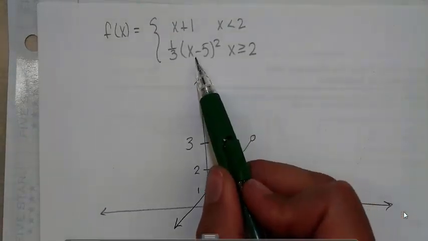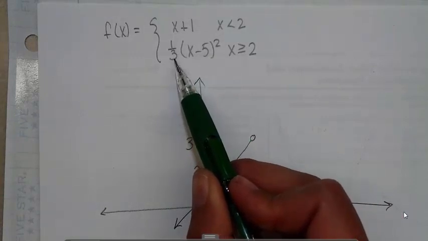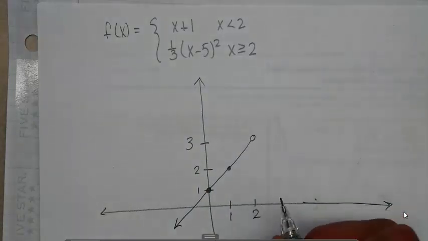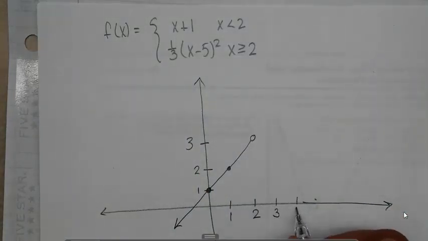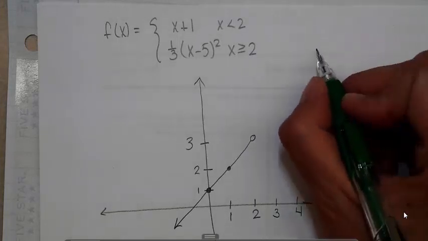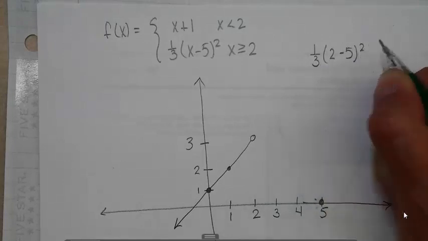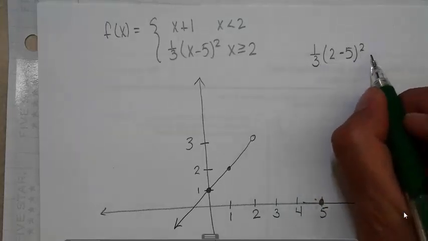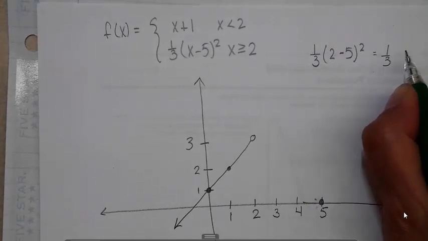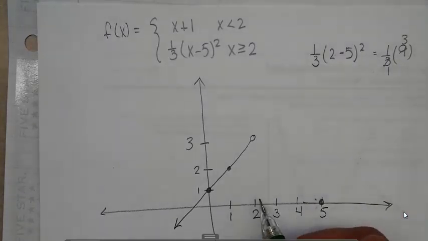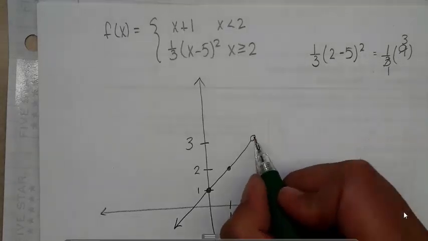Okay, I still have the same function, I just have this coefficient, which is going to basically change this graph a little bit. So I'm still going to graph it. I think my vertex will still be at the exact same spot. But now when I plug 2 in, let's see what this gives me. So 1/3 times (2 minus 5) squared. So that's still going to be 9. So I'm going to have 1/3 of 9. So that's going to give me 3.